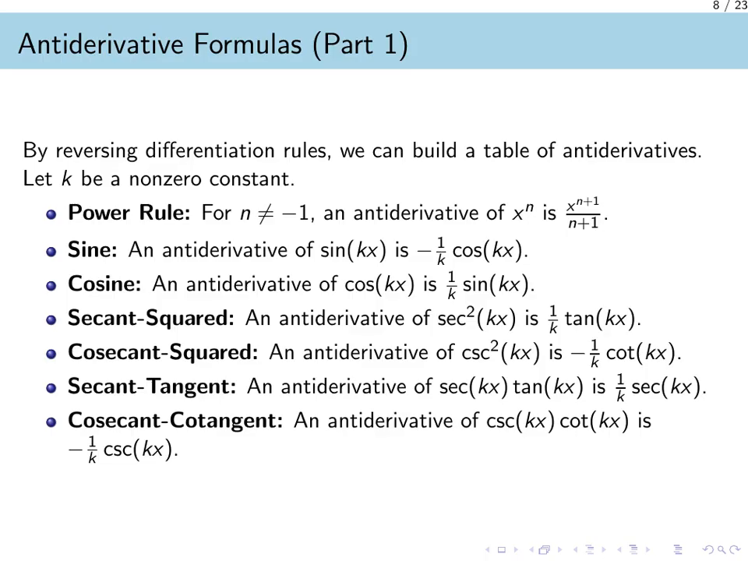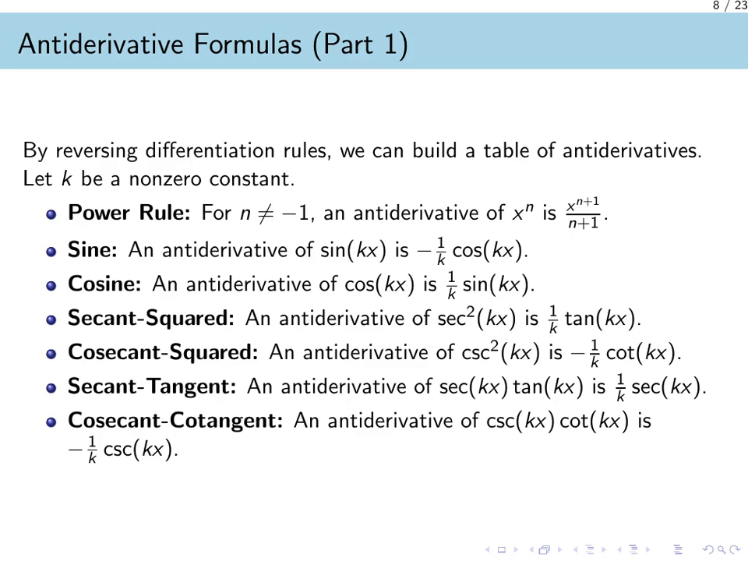The most fundamental is the power rule. To find an antiderivative for x to the power of n, we first increase the exponent by 1 to get n plus 1, and then we divide by that new exponent. For instance, an antiderivative of x squared is x cubed divided by 3. This rule works for any power n, with the single exception that n cannot be -1.